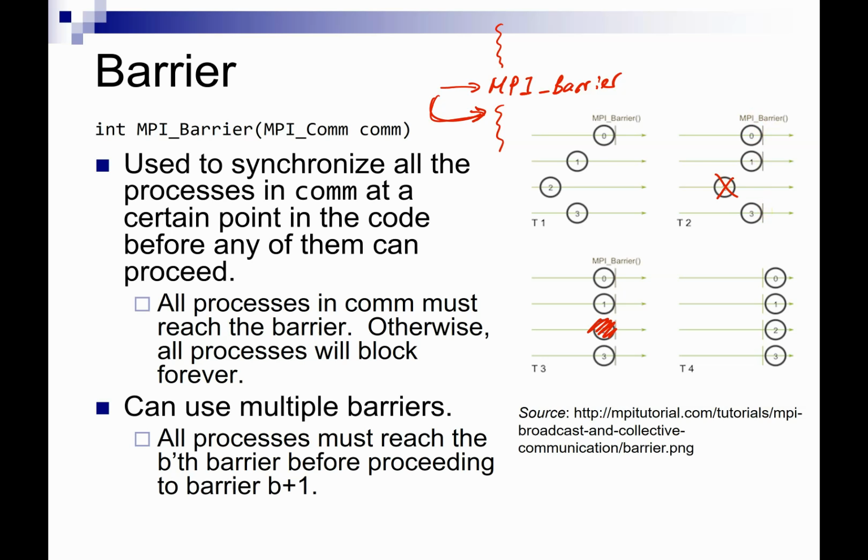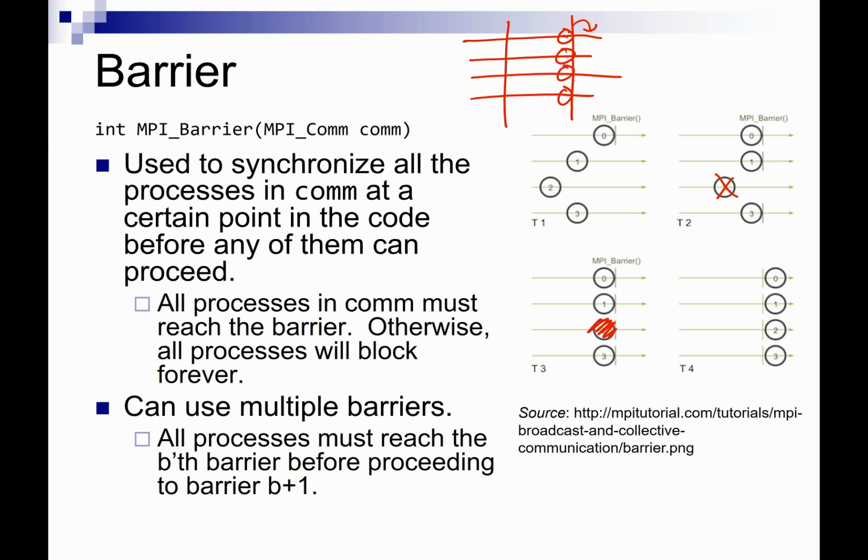Another thing is that you can actually use multiple barriers. The way you can do that is, let's draw this timeline over here. Suppose you have a barrier over here. That means that you're going to wait until all of the processes hit this barrier before you go on past the barrier. Now after the first barrier, you could have another barrier. So all of the processes would have to hit the second barrier before they can go past the second barrier.